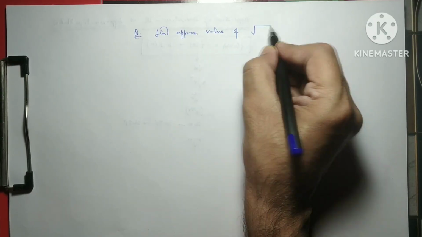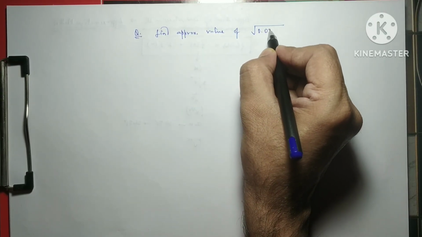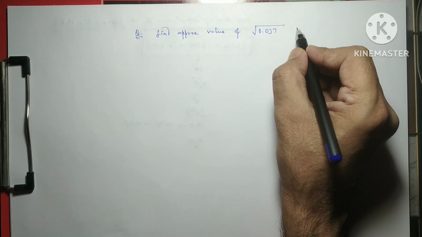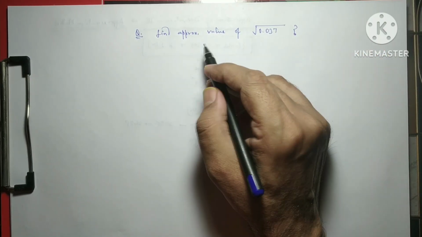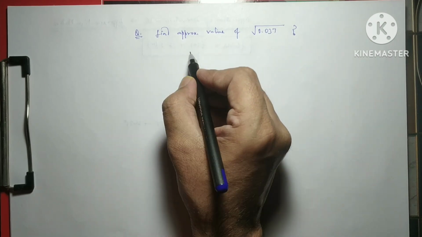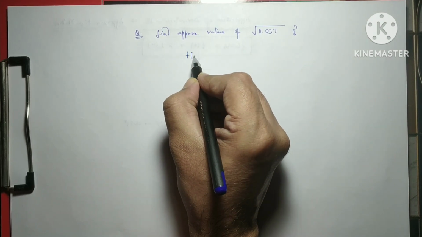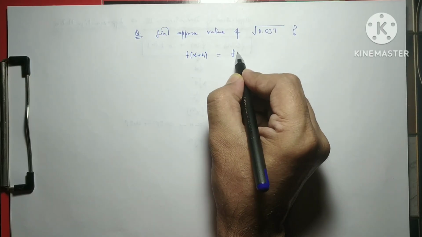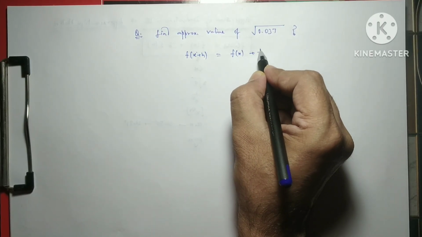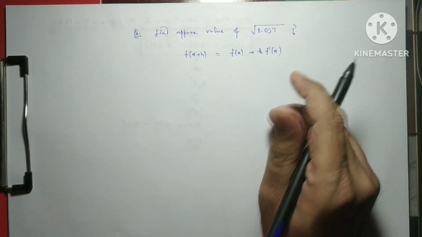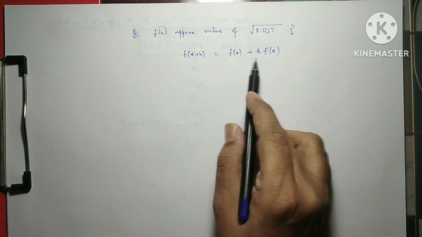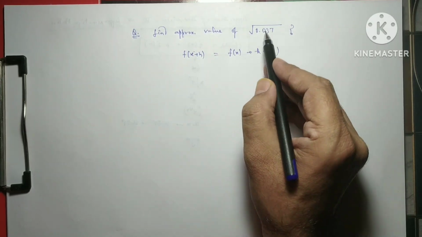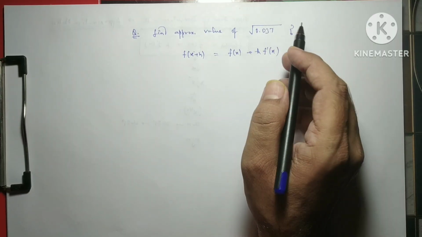of under root of 0.037. This is the decimal value, right? So we want to collect the approximate value of this. We will use the formula f(x + h) = f(x) + h f'(x). So the formula is this, and we will use it to calculate this value.